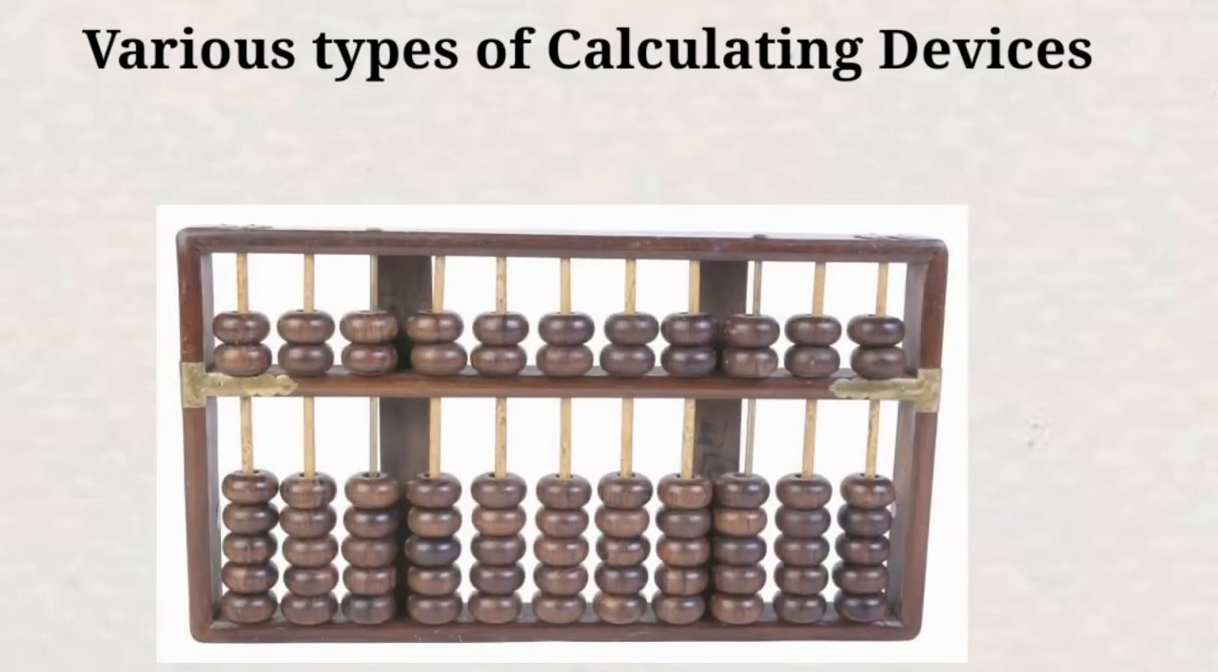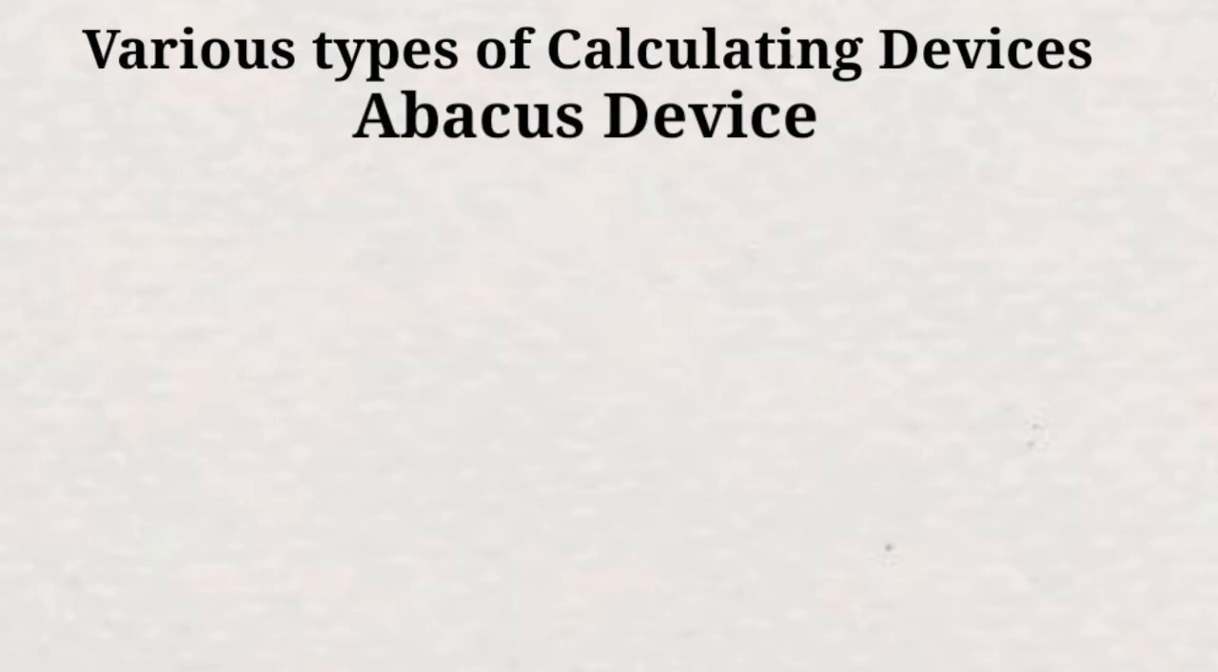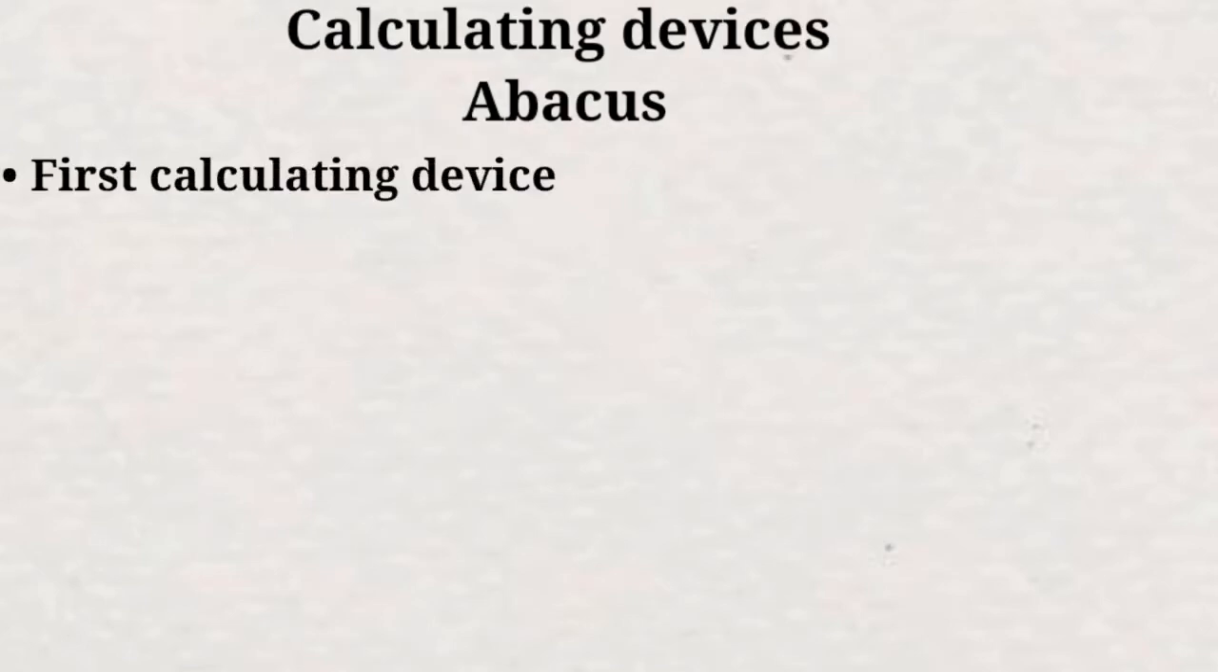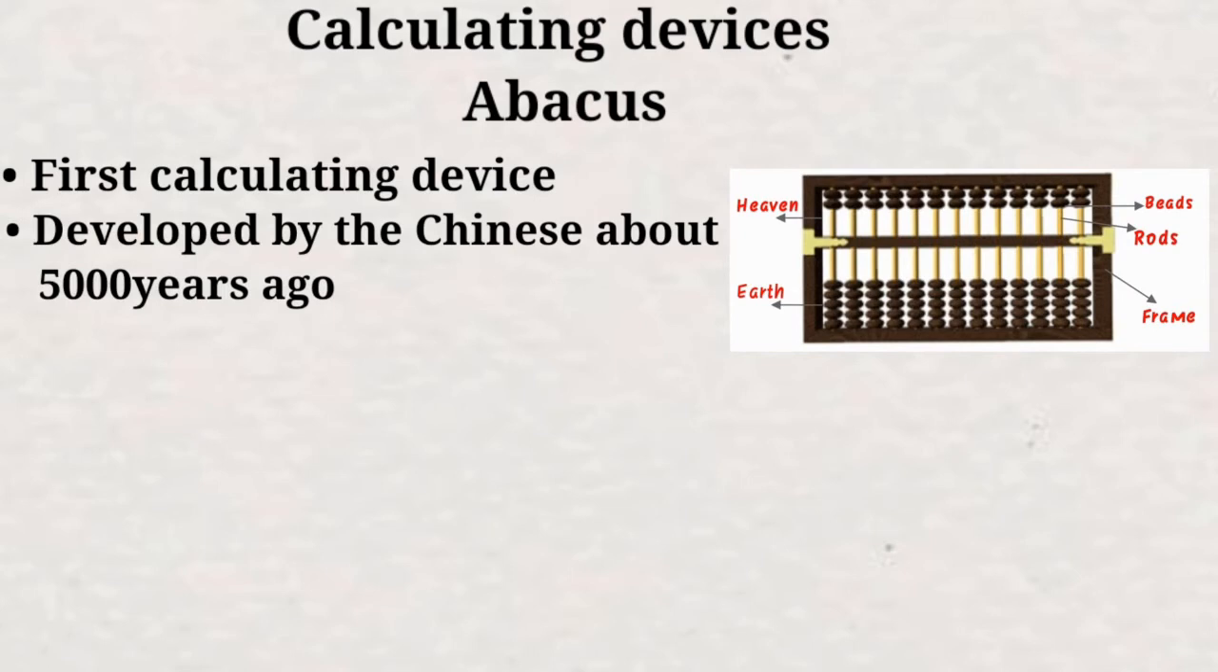Look at this picture, students. This is a picture of the abacus device. Abacus was the first calculating device. Abacus was invented to count large numbers with the help of beads. It was developed by the Chinese about 5000 years ago. So students, the abacus was developed by the Chinese people about 5000 years ago.